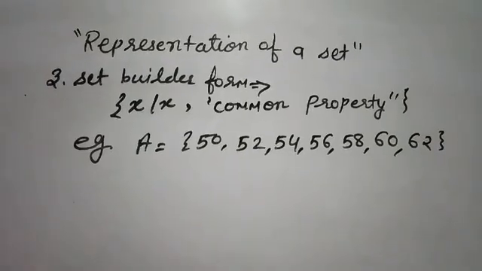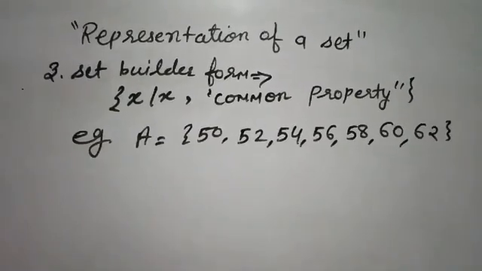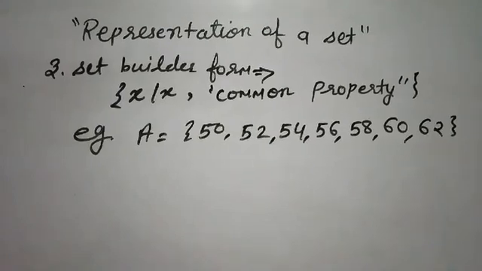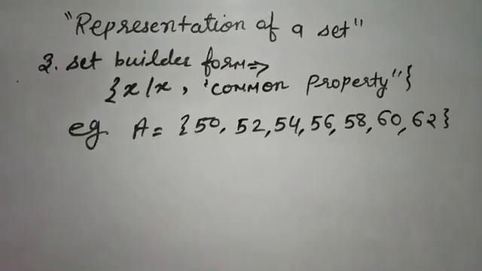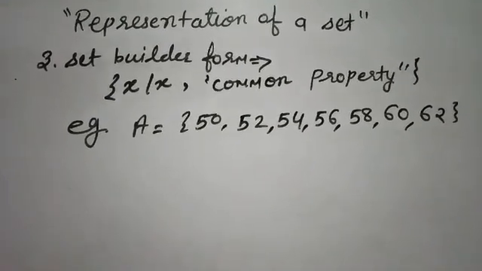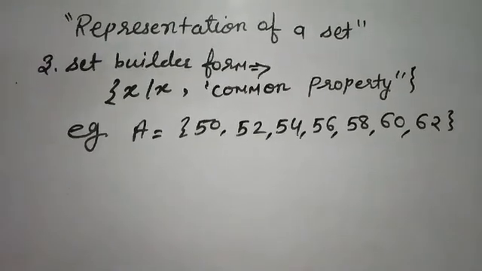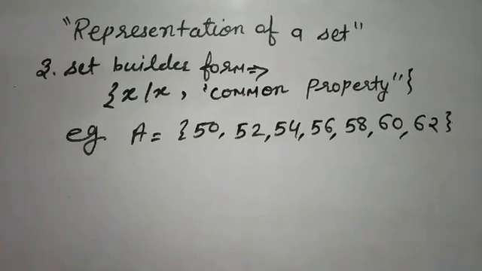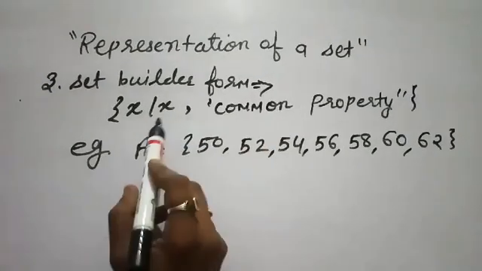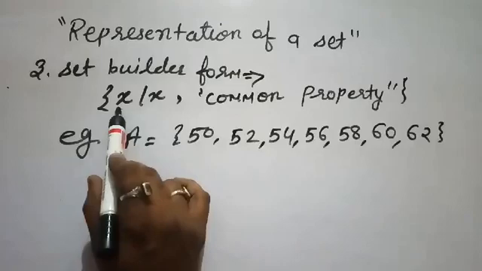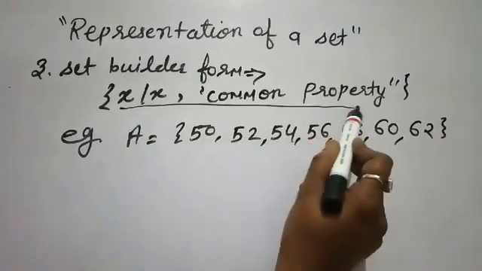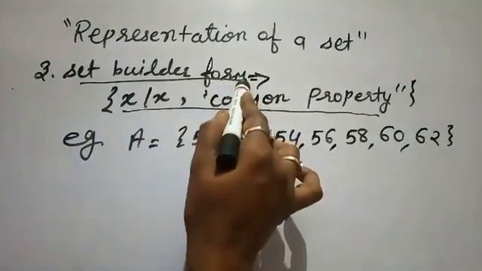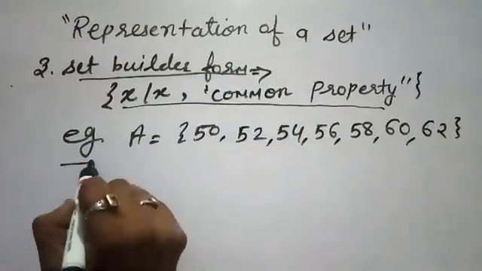Now come to the third point, that is set builder form. It is the third way of representation of a set. In this form we take one variable which represents all the elements of the set, indicated by a common property. So now see the format, or we can say this is the key idea for representing a set in set builder form. Let's take one example.